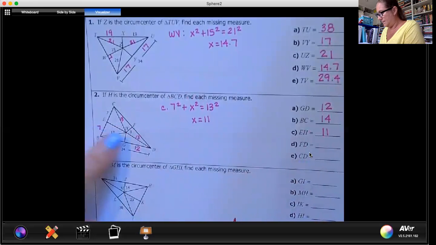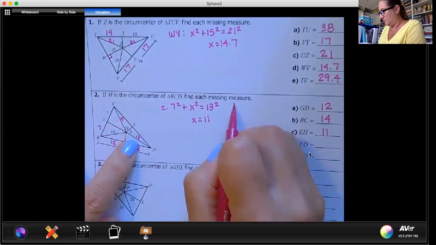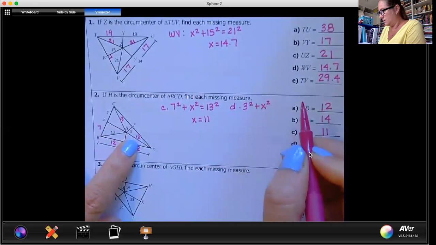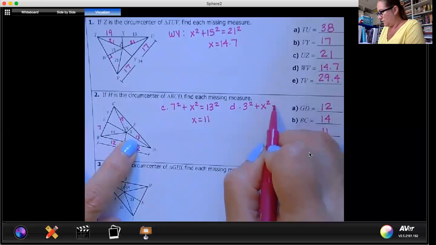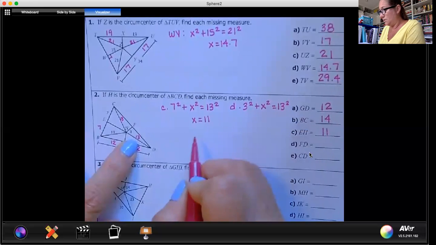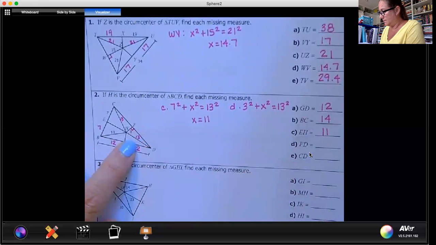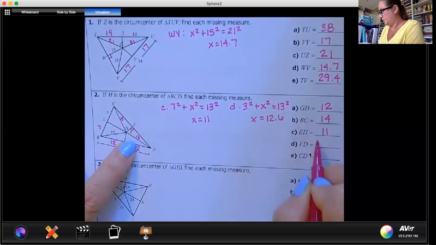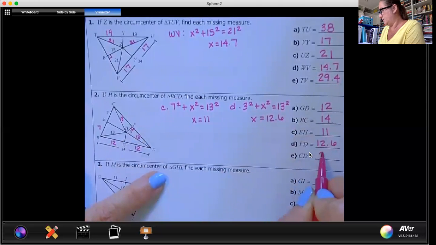And then to find FD here, that's for part D, so 3 squared plus x squared is going to equal 13 squared. Make sure you get your hypotenuse in the right place. So x is 12.6. So multiply that by 2 to get CD, which is 25.2.